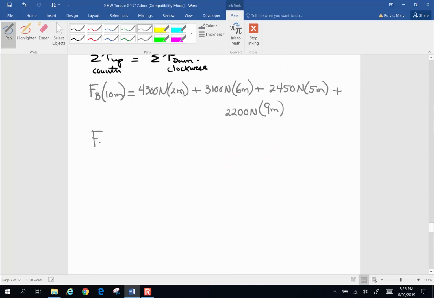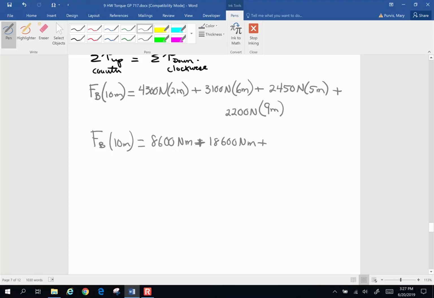So, force upward of beam B is 10 meters. 2 times 43 is 8,600 newton meters. 31 times 6, oh boy, I gotta grab a calculator. I was trying to be show-offy and do it in my head. Don't do that. Oops, that's a plus sign. So this is going to be 18,600 newton meters.